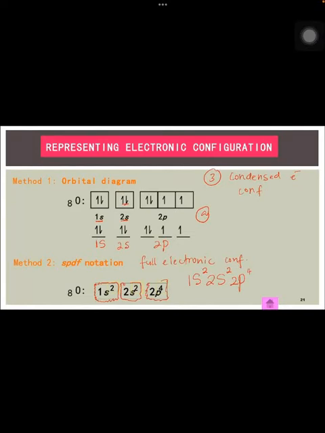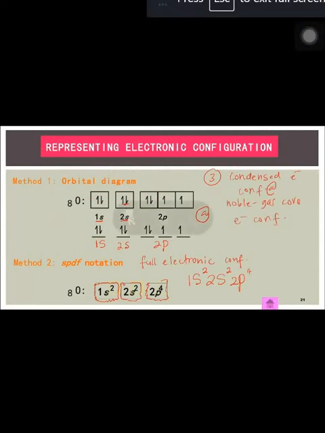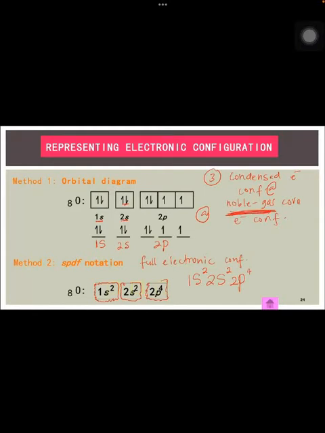So that's why we need this condensed electron configuration, ataupun nama lain kita boleh panggil sebagai noble gas core electron configuration, ataupun you can call it as shorthand notation. Mana-mana. Tapi bermaksud yang the third one ini adalah untuk ringkaskan kita punya electron configuration. We are going to use noble gas. What is noble gas? Element from which group number? Group 18. Okay.